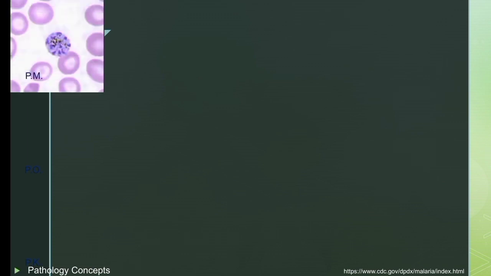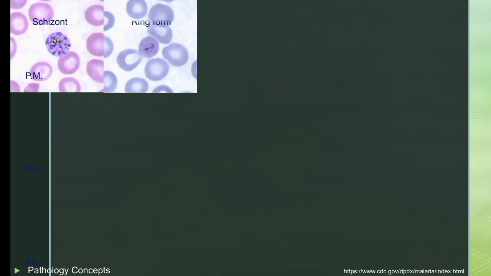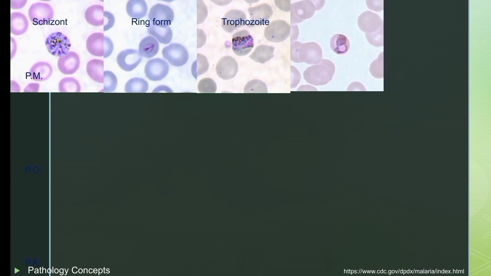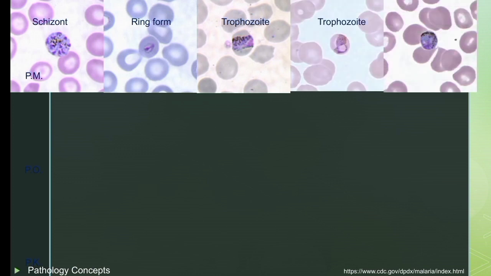Now we are learning the forms of Plasmodium malariae. This is the schizont. Ring form. Trophozoite. Trophozoite. Gametocyte of Plasmodium malariae.